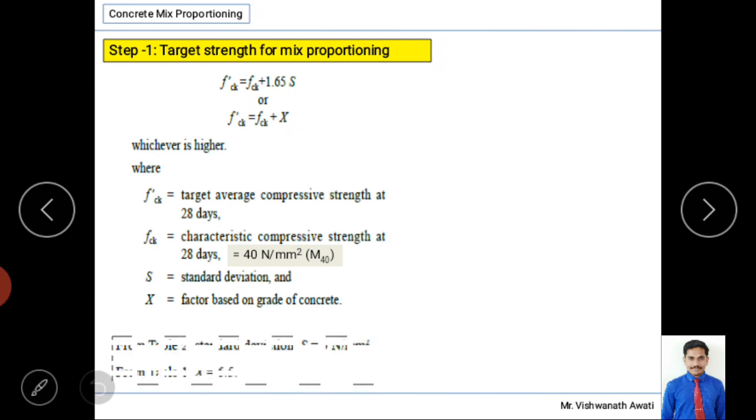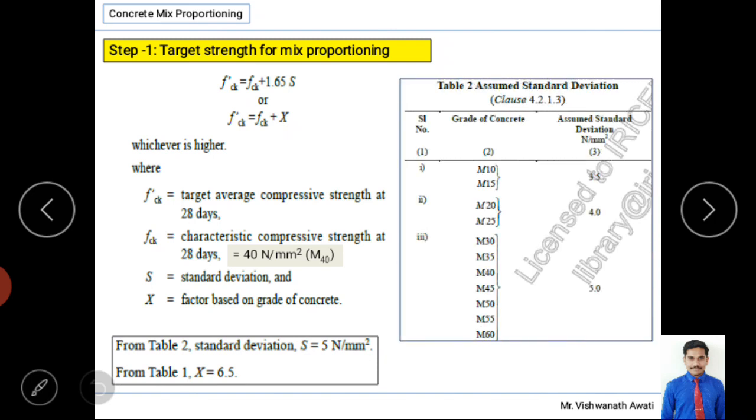So from Table 2 we'll get the value of standard deviation, S value, that is 5 Newton per mm square, and I'll tell you how to get the values of standard deviation. And from Table 1 the X value is 6.5. See now Table 2. So here in the code book they have given a Table 2. Even you will get it if you refer to the code book, then you will get Table 2.